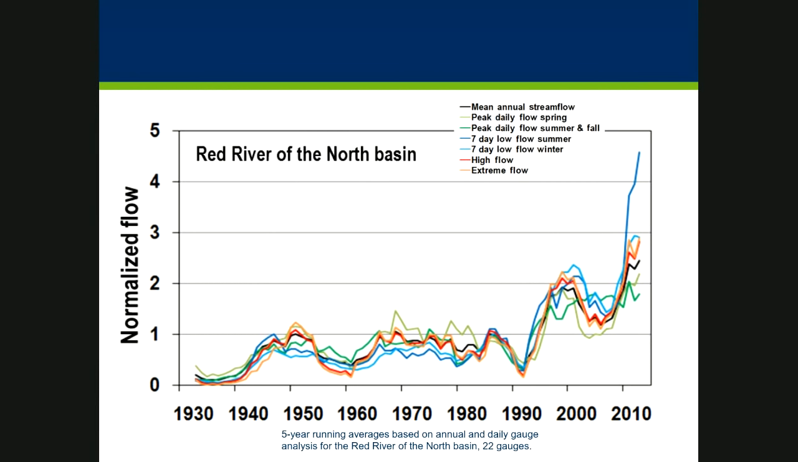This shows trends in 7 different stream flow metrics in the Red River Basin at Grand Forks, and they looked at 22 different gauges: mean annual stream flow, which is this black line, peak daily flow in the spring, summer, fall, high flows, low flows. Seven different metrics, and how that's changed over time. Up until the early 90s, things were quite variable, but something during the early 90s has changed the hydrologic conditions generally in the Red Basin.